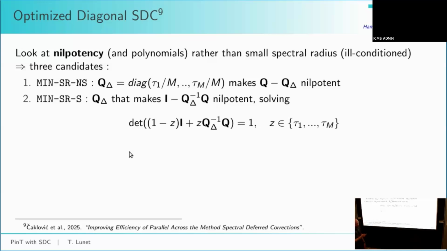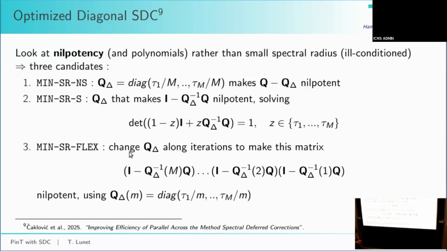And then for the last one, we still wanted to find something that minimized this thing, I mean, that makes this thing nilpotent. And we realized that we cannot do that with a constant coefficient, but we can do that with a coefficient that varies. That means for the first iteration, you take the nodes directly. Then for the second iteration, you take the nodes divided by 2, and so on. And actually, when you compute all this with this polynomial analysis, you will retrieve that this is actually nilpotent.